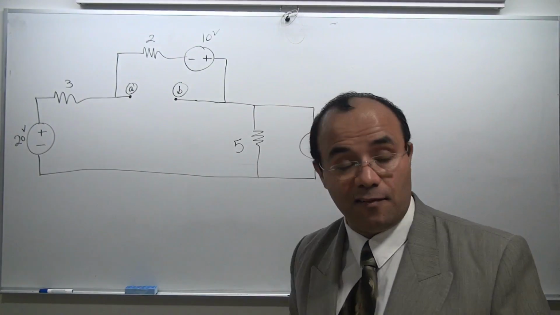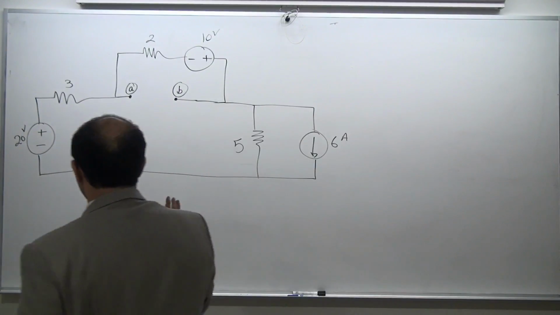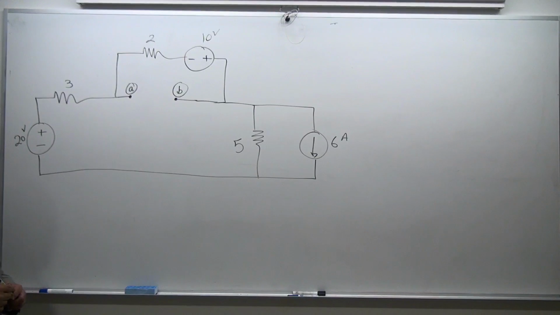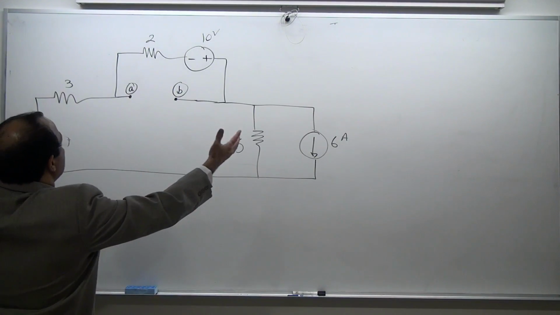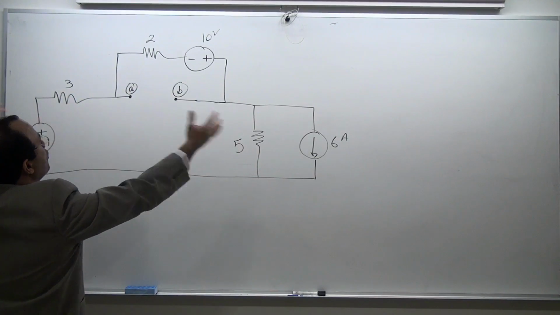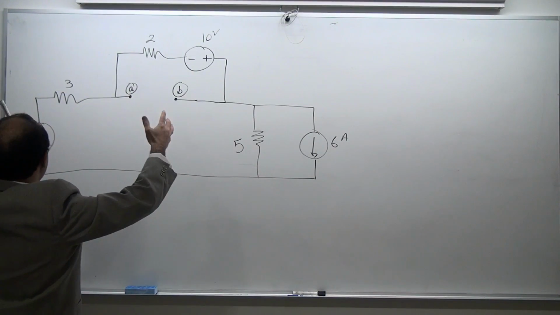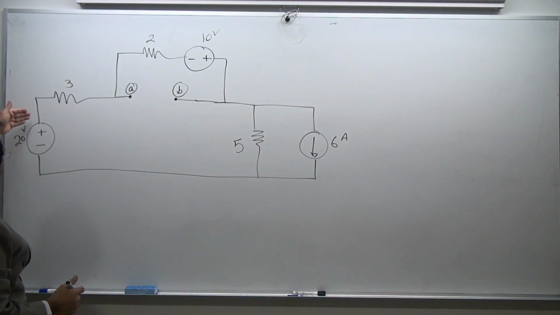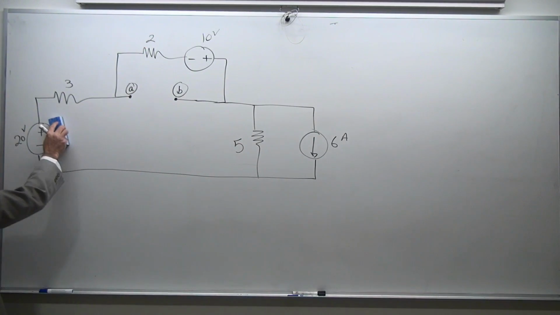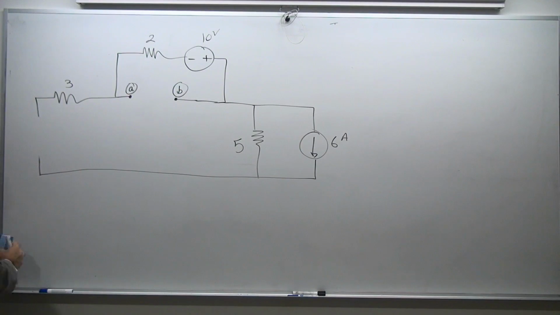This is relatively easy. The first thing I need to do is to find R equivalent. That R equivalent is visible from terminal A and B. All I have to do, everything is DC. I have to shut down everything. Everything is DC and everything is independent. I'm sorry, yes, independent. So if I do this to the ground, that's going to be a short line.